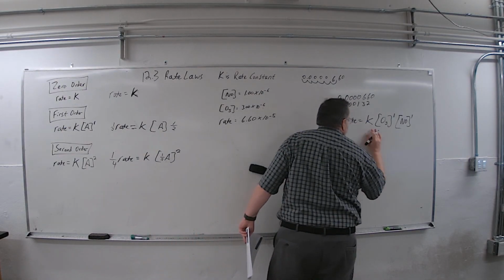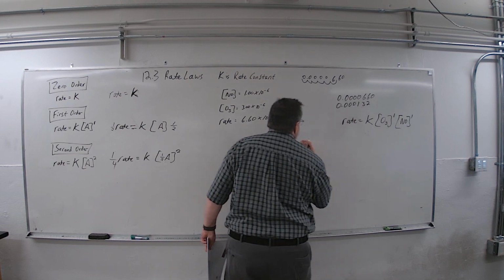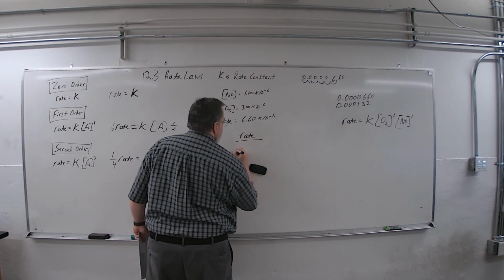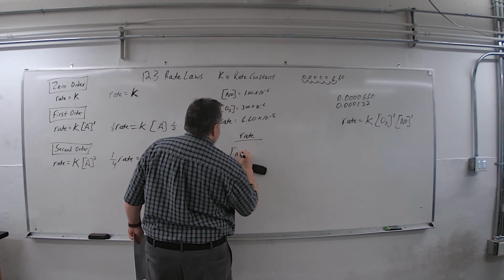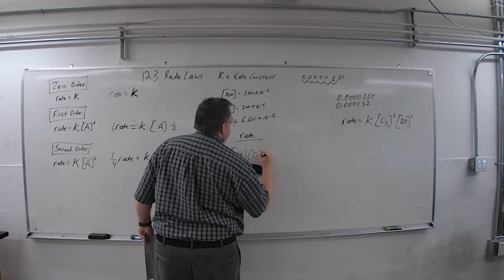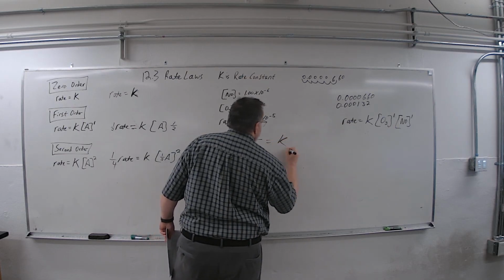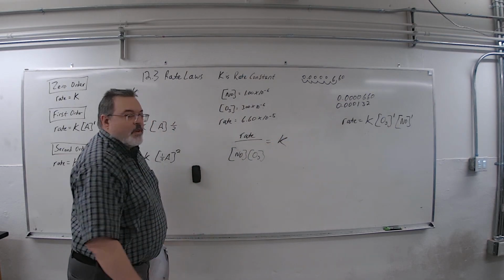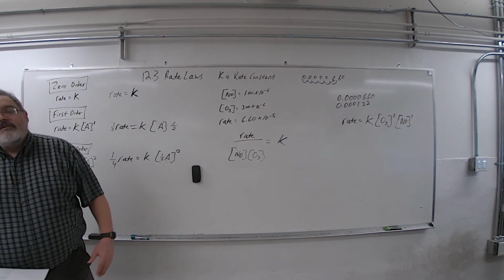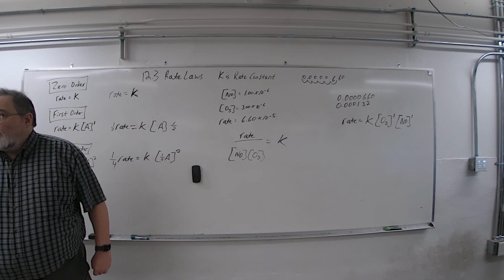What I'll do is just divide both sides by the concentrations. So I have concentration of NO, concentration of O3, and now we can solve for K by plugging everything in. So if you do an experiment like that, you can find K.